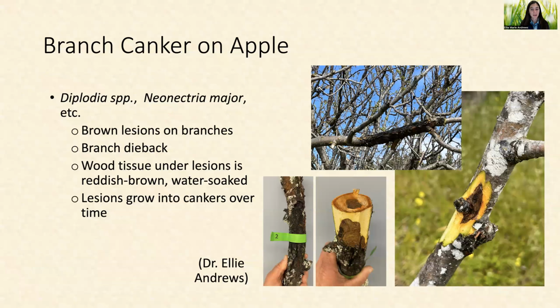So branch canker is basically brown lesions on branches. As you can see in these photos, we've got some dead branch tissue that shows up as these dark patches of bark on branches. And this can cause branch dieback. Unfortunately, the wood tissue under these lesions is reddish brown, water soaked looking. And these lesions grow into cankers over time that just get bigger and bigger steadily. Fortunately, this doesn't progress nearly as fast as fire blight does, but it still progresses quickly enough to cause problems if you don't catch it early.